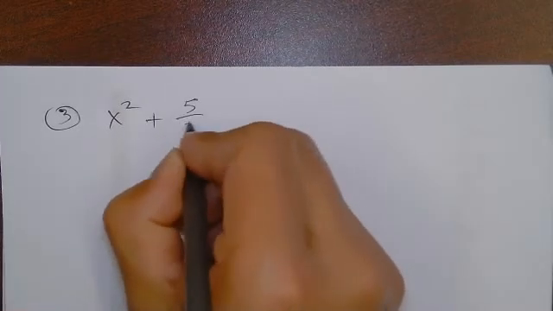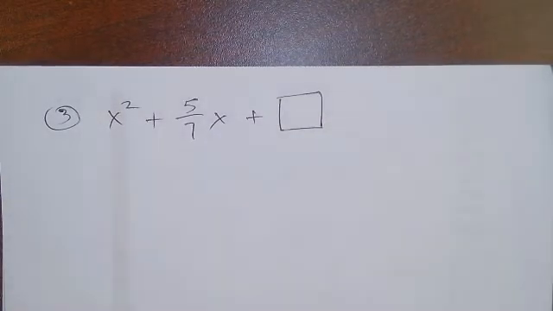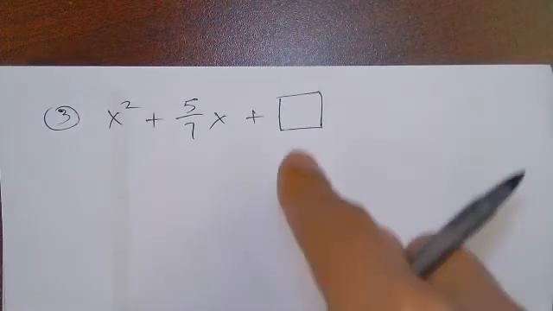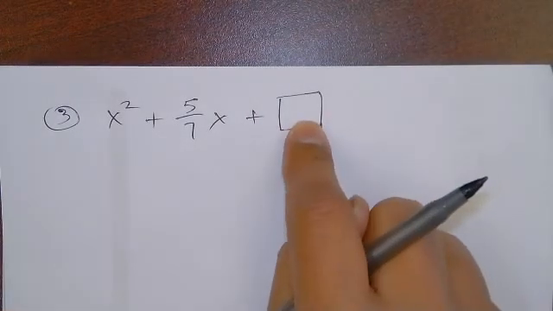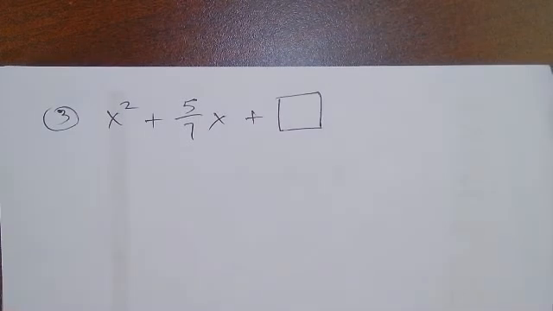Number 3, x squared plus 5 over 7 x plus... booyah, if you can tell me, complete the square and give me the number that goes here, you just won yourself $5. Raise your hand. I'll give you 1 minute because it should only take you 20 seconds. I'll give you 3 times that amount of time.